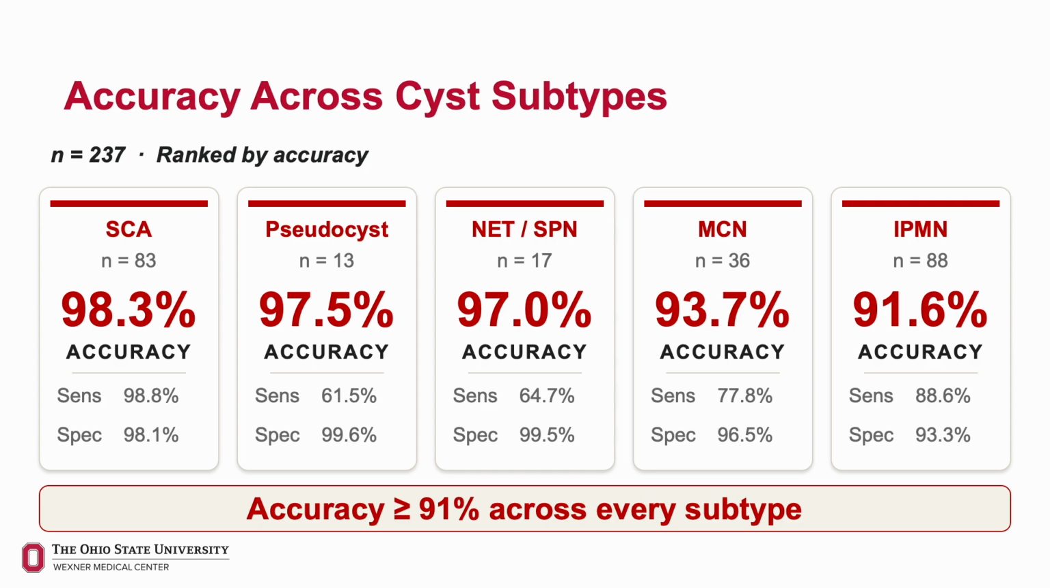Now, when you look at each cyst type, endomicroscopy achieved greater than 90% accuracy for diagnosing each of the common cyst types. Importantly, endomicroscopy demonstrated the highest accuracy for diagnosing serous cystadenomas.